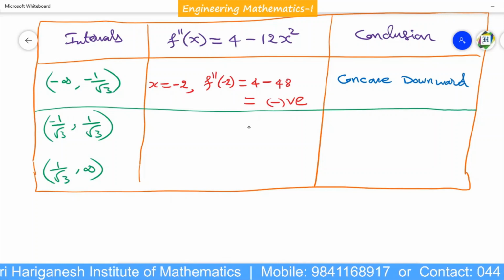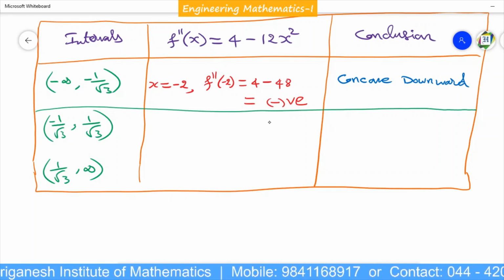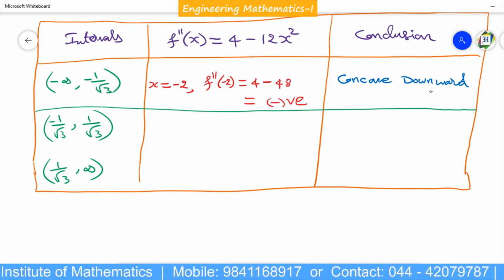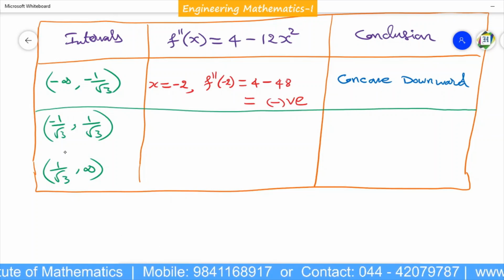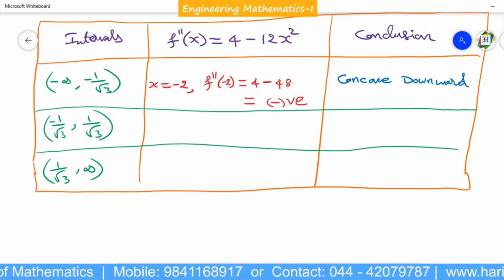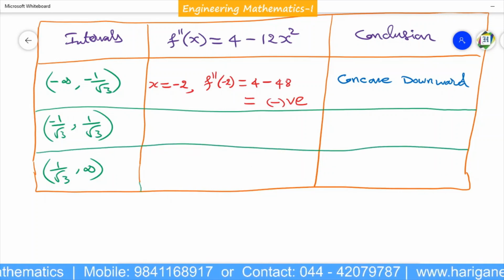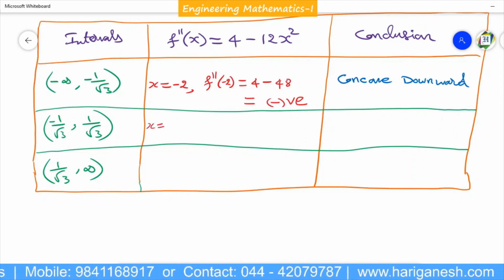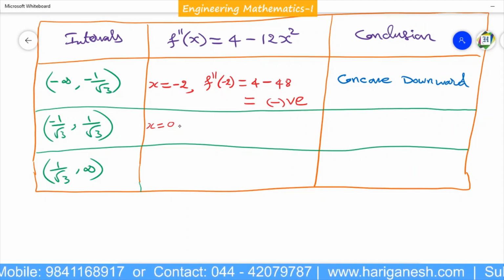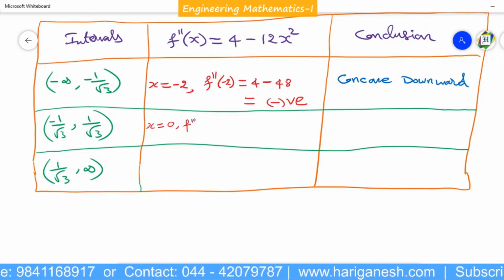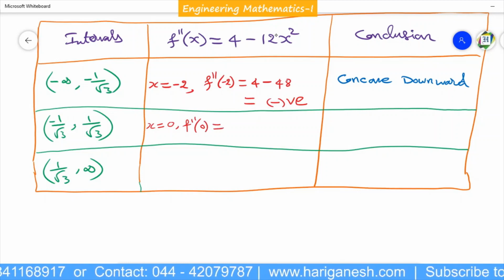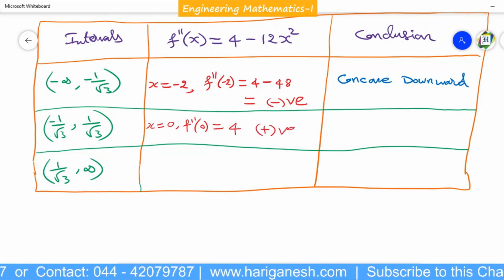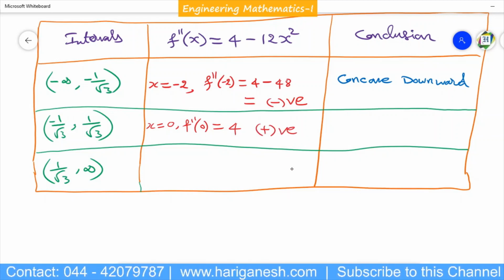So you see the definition of concavity. If f double dash of x is less than 0, concave down. So that's why I am getting negative, so concave downward. Okay, next I am choosing the second interval. In the second interval, choose any value between these two. It is very easy. You can take 0, 0 lies between these two. So if you put 0 in the second derivative, it is only 4. 4 is positive. Positive means concave upward.